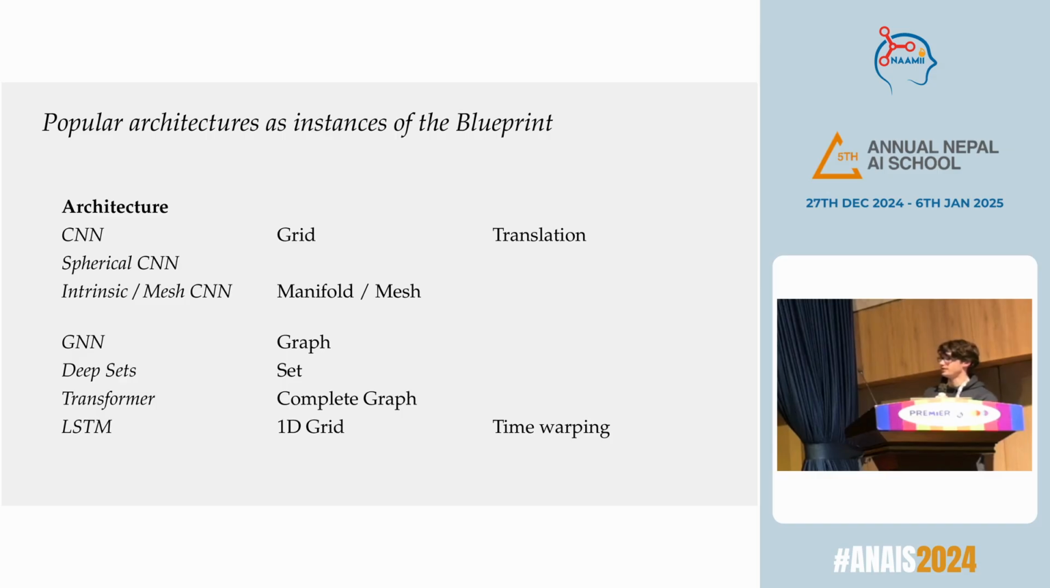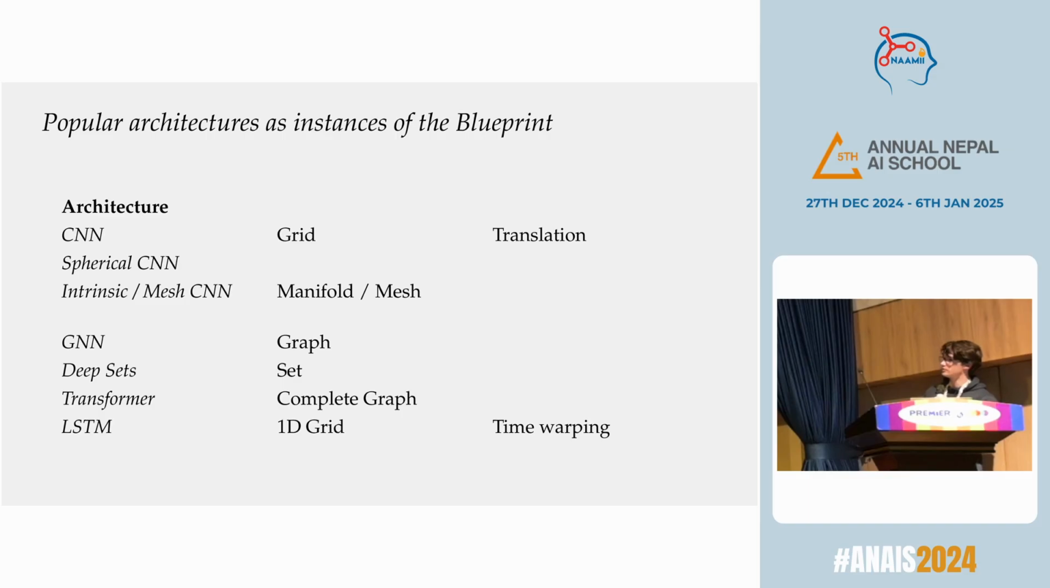Then we can have spherical CNNs. This is related to what we saw before with the rotations, right? So we want to satisfy the rotation SO(3) symmetry group. And then we can have fancier things, for instance, with intrinsic and mesh CNNs, where the domain is a manifold, which is some curved space with locally Euclidean structure. And there are fancier symmetry groups that we want to satisfy.